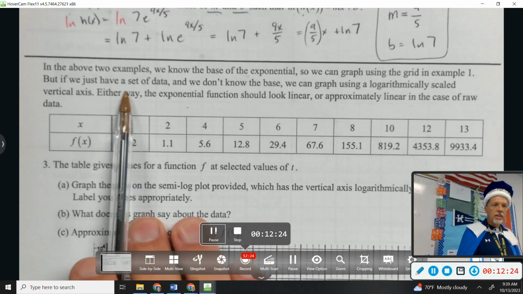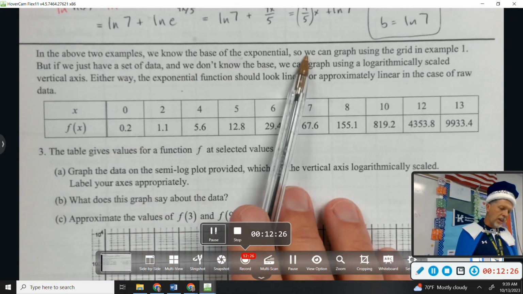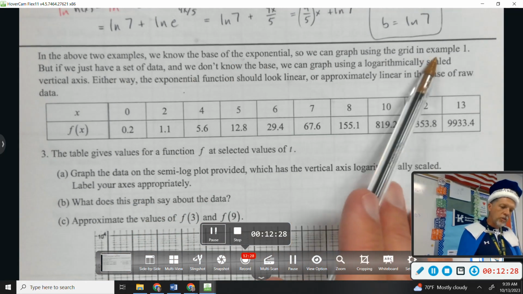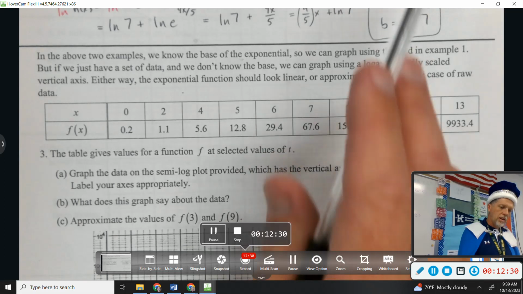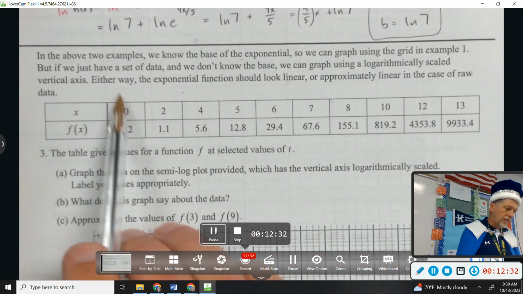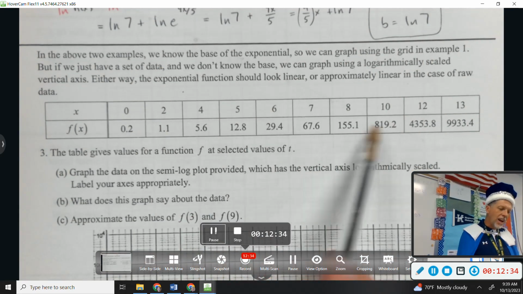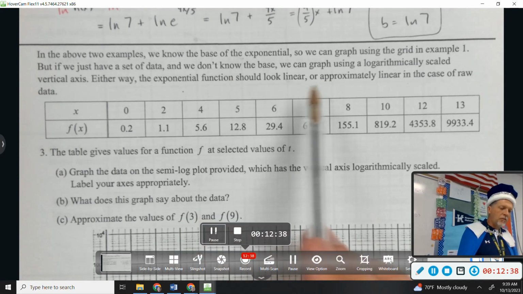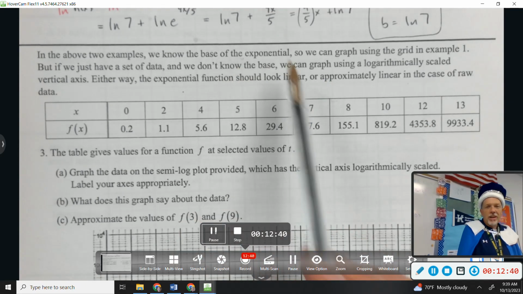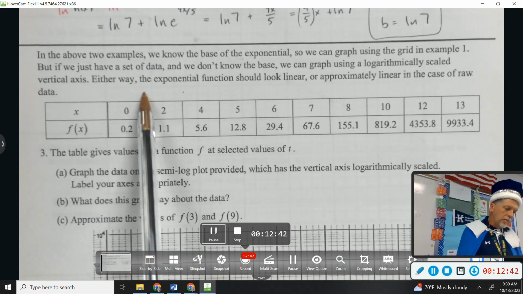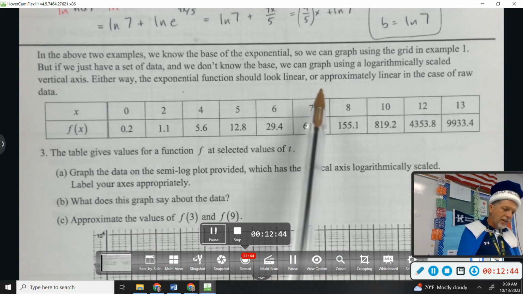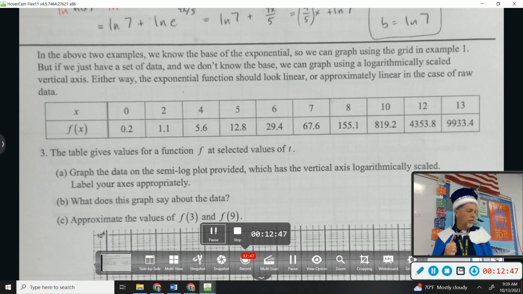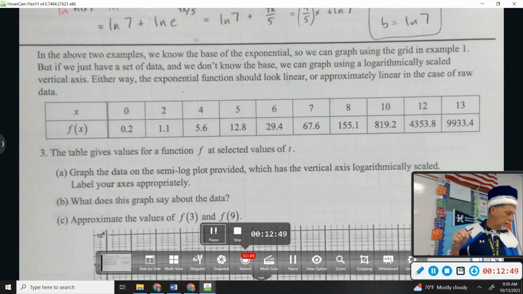In the above 2 examples, we know the base of the exponents, so we can graph using the grid in example 1, like a regular looking graph. But if we just have a set of data, we don't know the base, then it's difficult, like we can't do what we've been doing. So instead, we're going to graph and then kind of work backwards to see if we can figure out what m and b are.